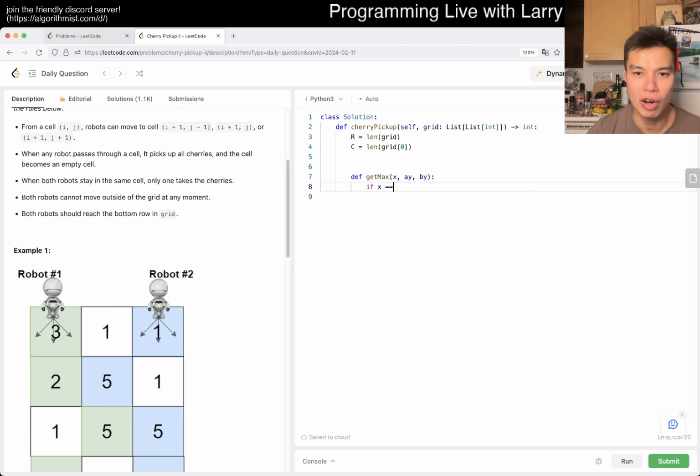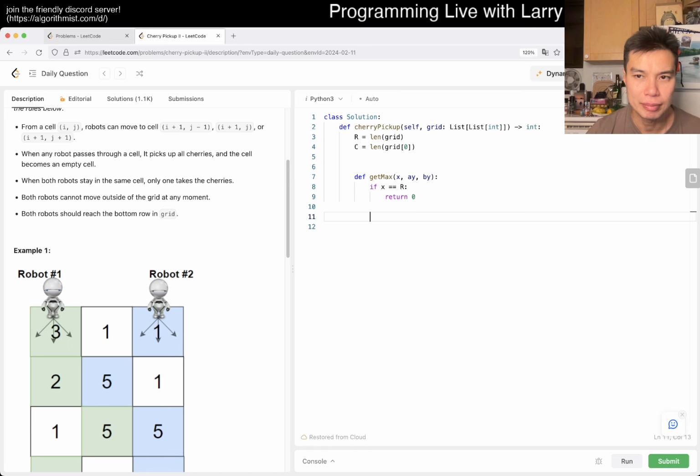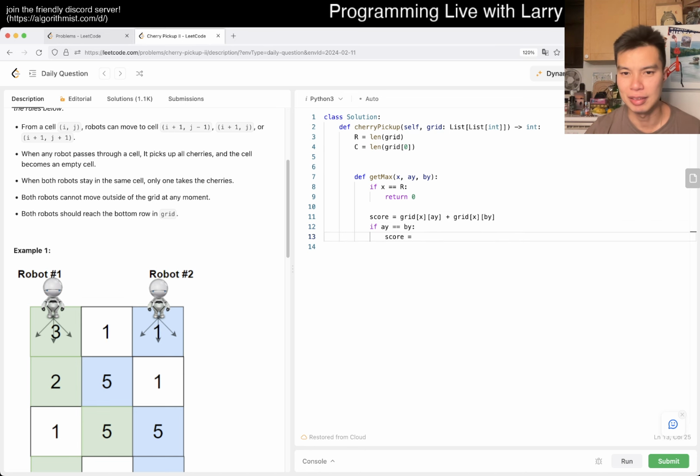If x is equal to r, then maybe we can just return 0, because then we're done. Otherwise, the current score is going to be grid of x a y plus grid of x b y, right? If a y is equal to b y, then the score is equal to grid of x a y. Doesn't matter, just one thing. Okay, and then now we can brute force.